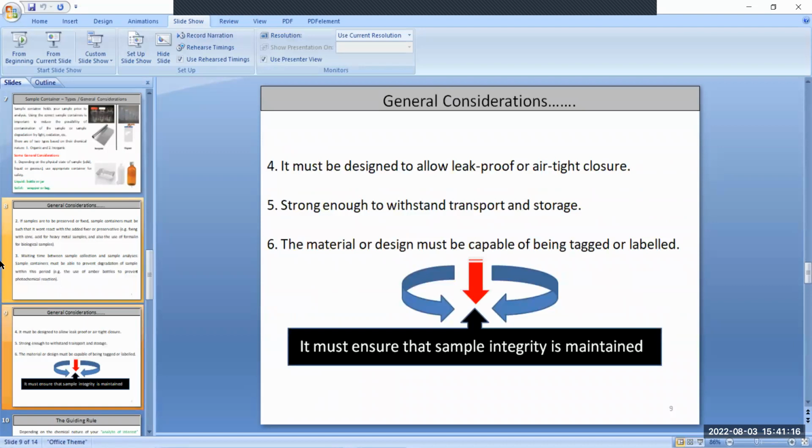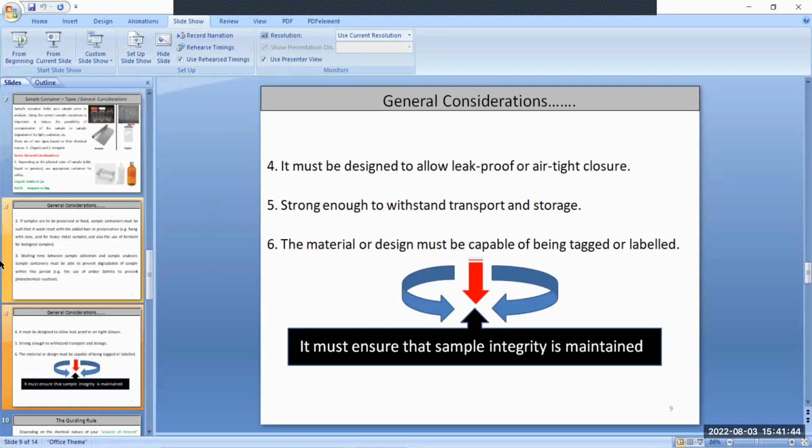Your sample container must be designed to allow leak-proof or airtight closure, so you must prevent leakage of any type. Then your sample container must be strong enough to withstand transport and storage. It's very important. It must be designed to withstand transport and storage.